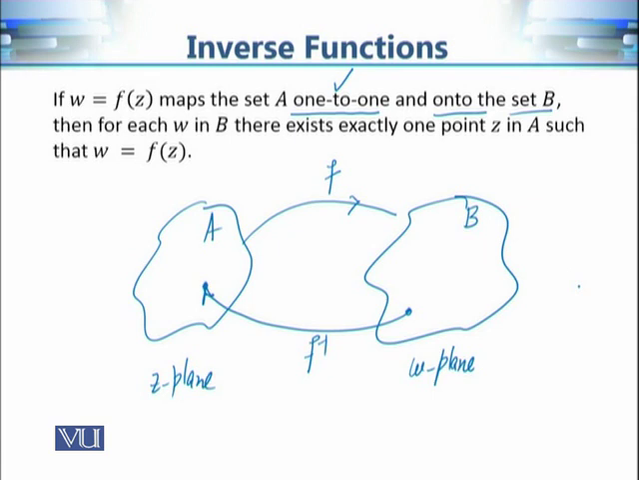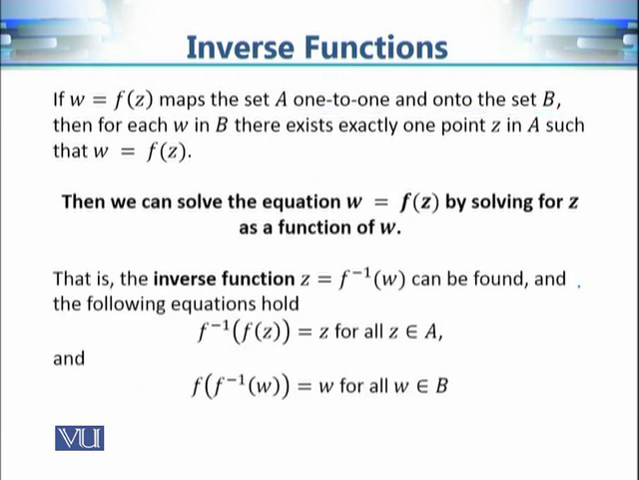How to calculate that inverse function? So let's see. If we are given W is equal to f of z, then we try to solve z in terms of W, and we can do that because the function is one-to-one and onto, and when we calculate that, then we call it the inverse function. Z is equal to f inverse of W.